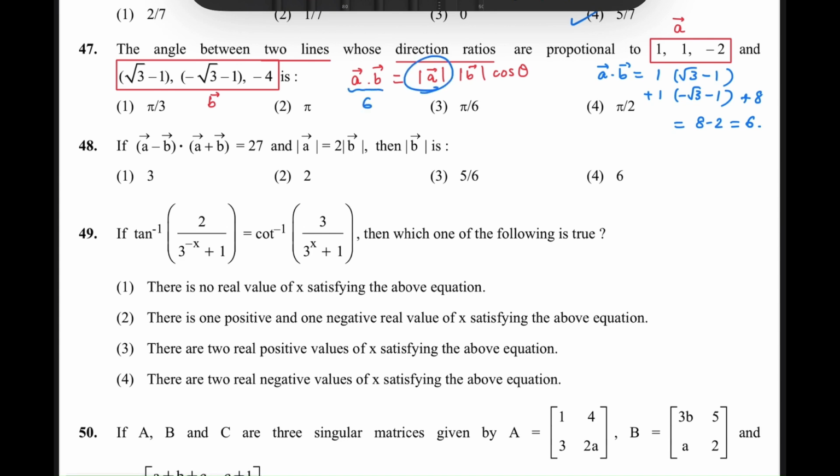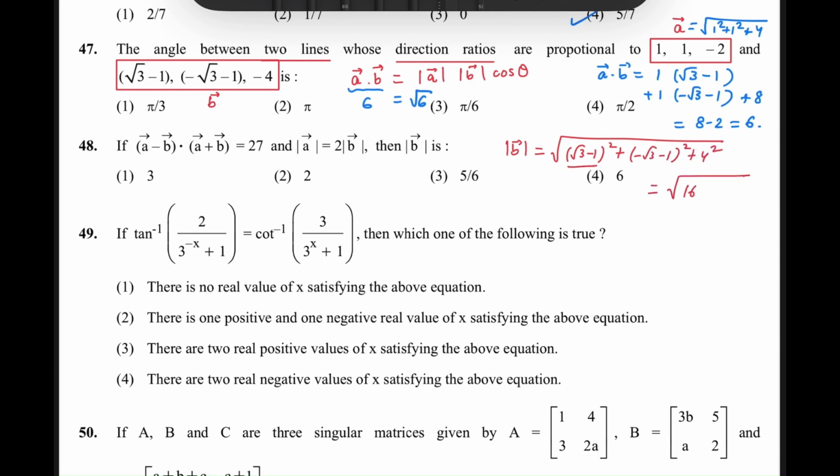What is magnitude of a? It is just the square root of 1 square plus 1 square plus 4, which is 6, so square root of 6. So magnitude of a is square root of 6. What is magnitude of b? We need to find magnitude of b. So magnitude of b is just the square root of root 3 minus 1 square plus minus root 3 minus 1 square plus 4 square, which is 16.